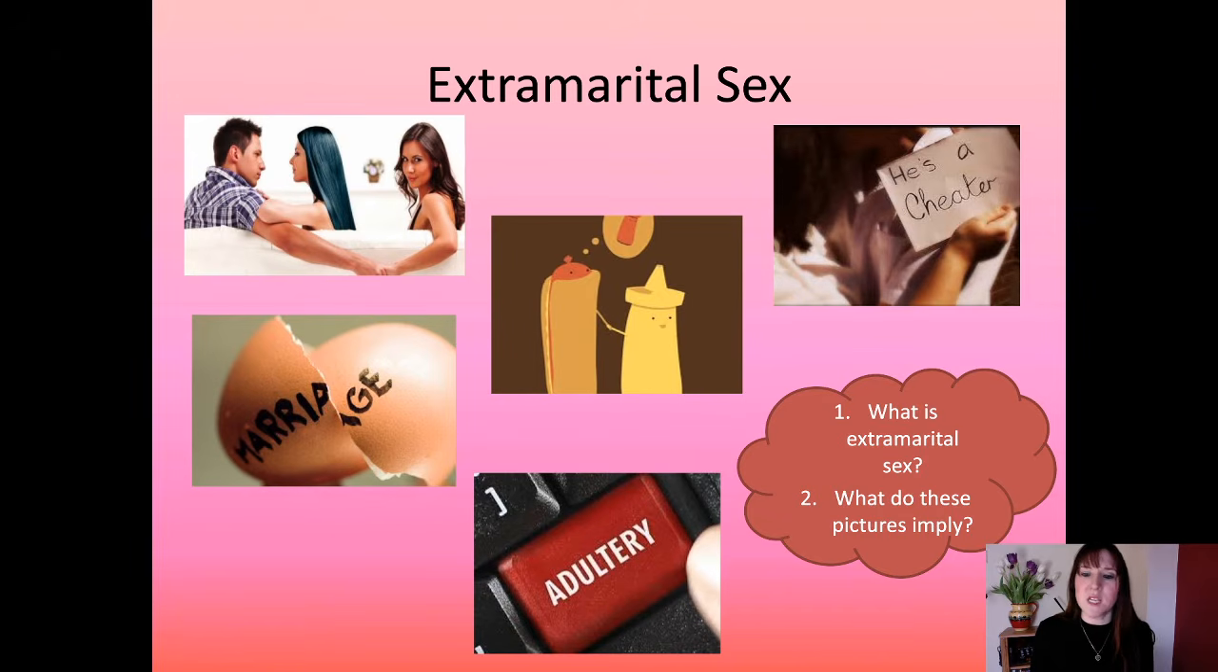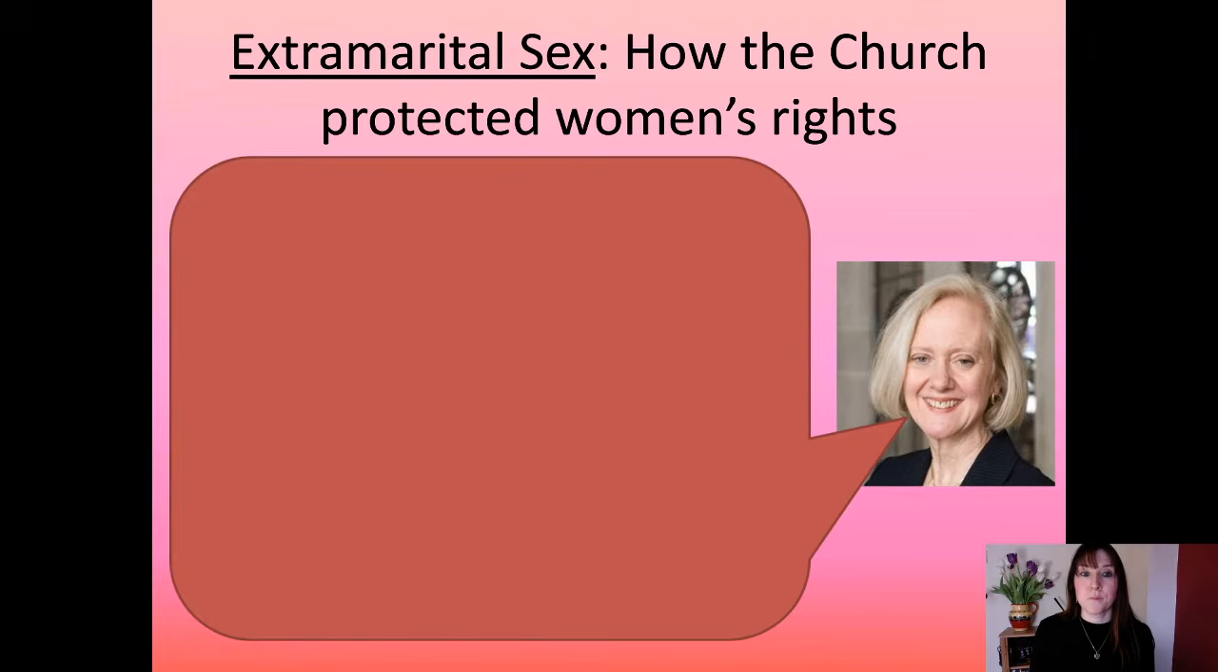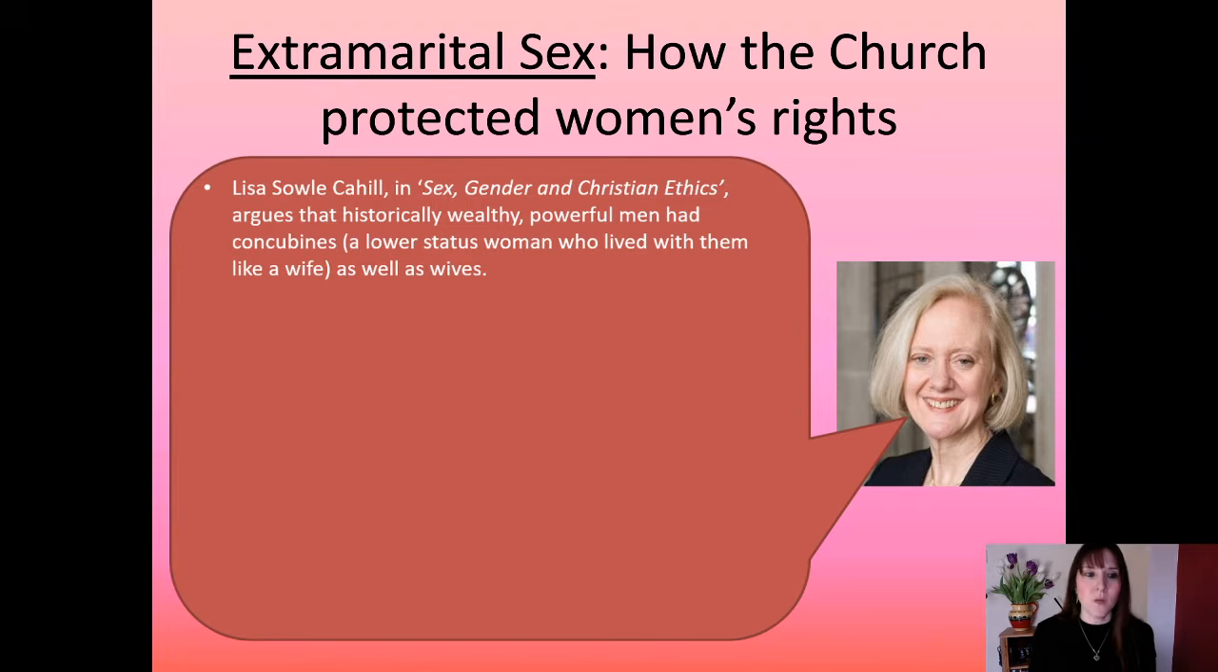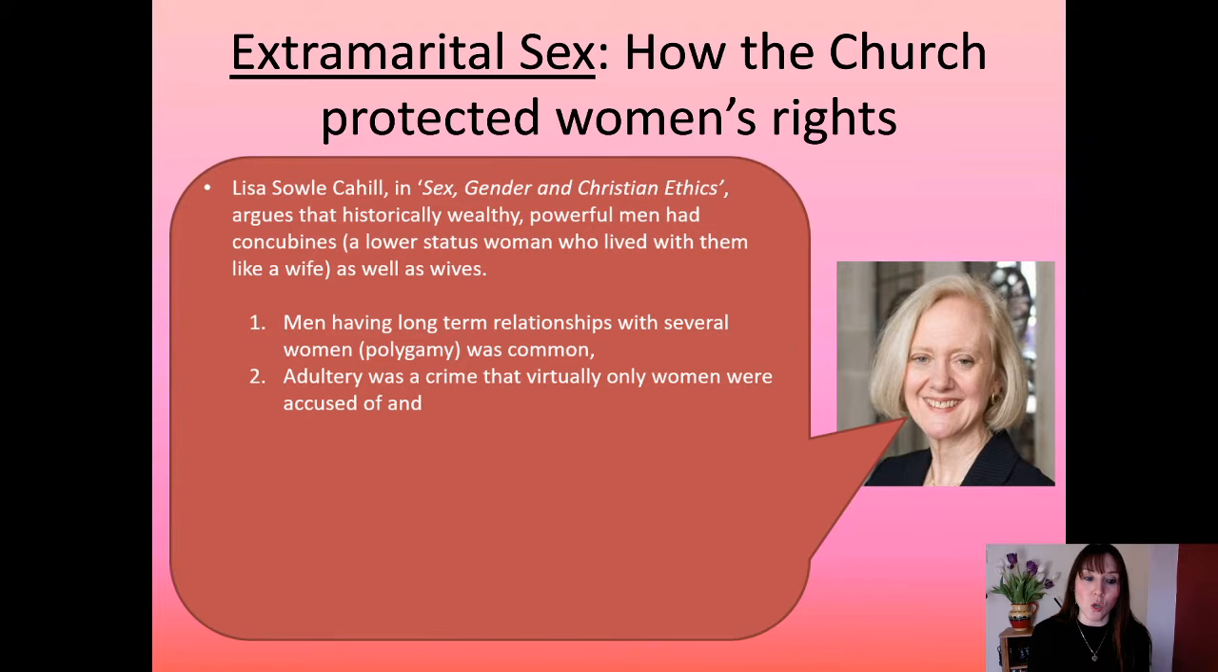Extramarital sex. So this is adultery. Extramarital sex, how the Church protected women's rights. Lisa Sowle Cahill in Sex, Gender and Christian Ethics argues that historically wealthy, powerful men had concubines, a lower status woman who lived with them like a wife as well as their wives. This meant that men having long-term relationships with several women, polygamy, was common. Adultery was a crime that virtually only women were accused of, and divorce was exclusively a male prerogative.